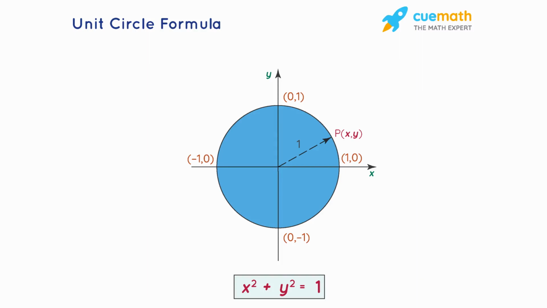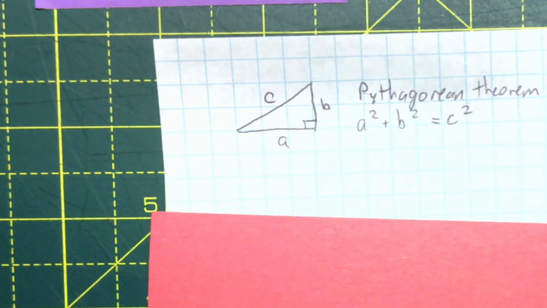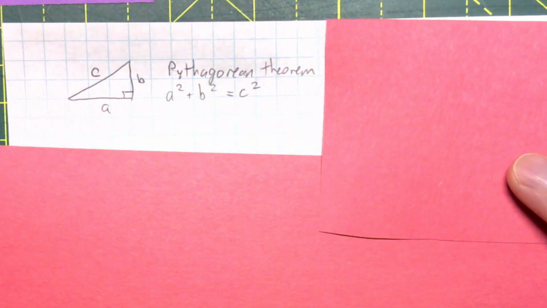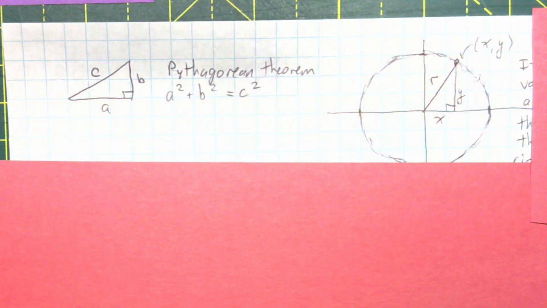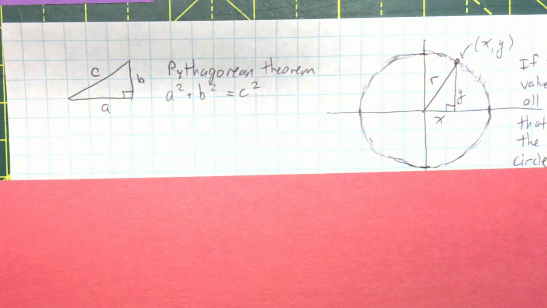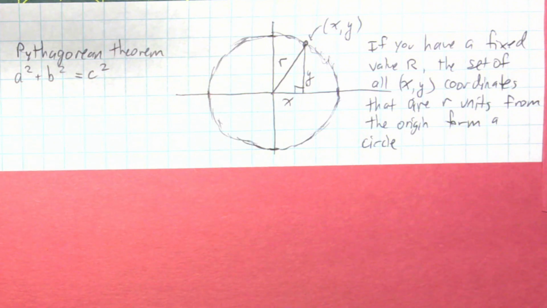So let's go through the process of mathematically finding a perpendicular to a circle with a bonus addition to my spreadsheet. We'll start with the Pythagorean theorem and a right triangle. So here we have a squared plus b squared equals c squared, and if we treat c as the radius of a circle, we can figure out a new formula for a circle. And so if we have a fixed value r, the set of all xy coordinates that are r units from the origin form a circle.